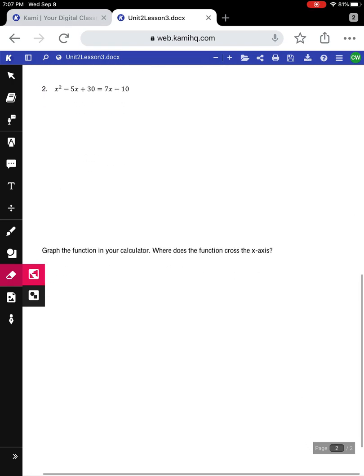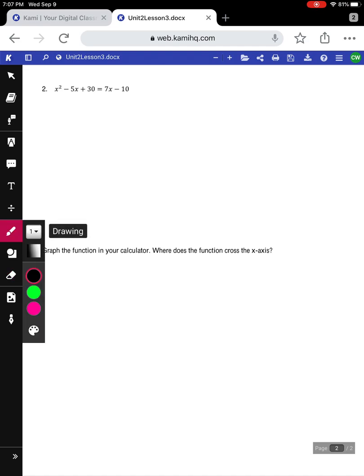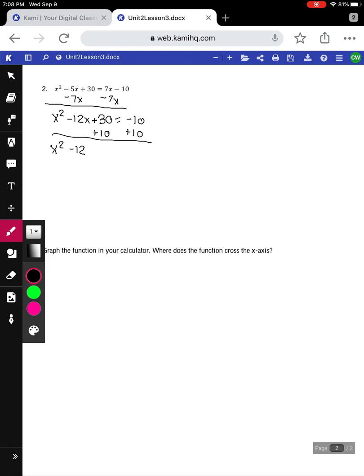Now let's take a look at the next one. x squared minus 5x plus 30 equals 7x minus 10. This one isn't set equal to 0, so I'm going to do that first. I am going to subtract 7x from both sides, and I'll make sure I do it from like terms. So I have x squared minus 12x plus 30 equals negative 10. And then I will add 10 to both sides, still using those like terms. And I have x squared minus 12x plus 40 equals 0.